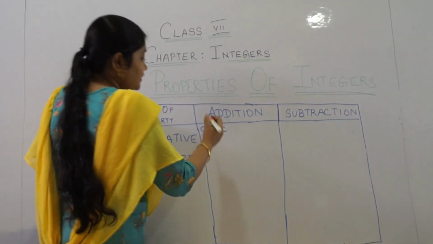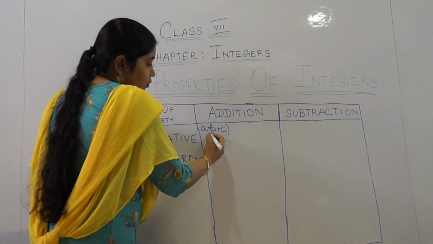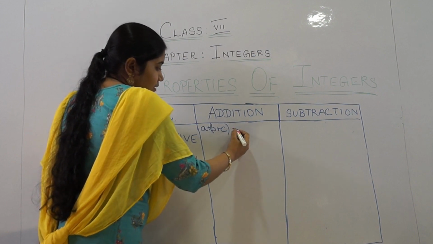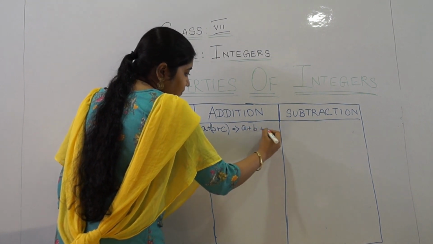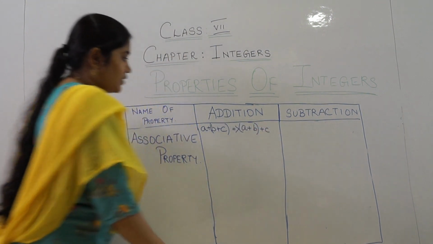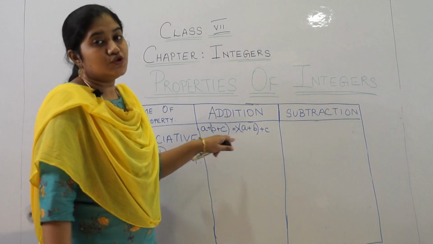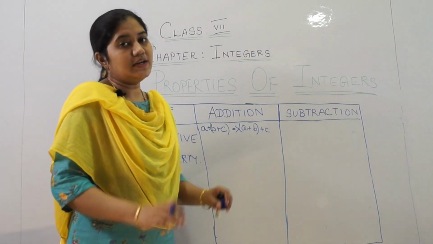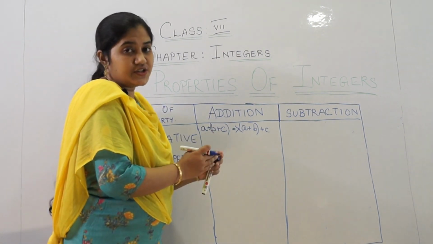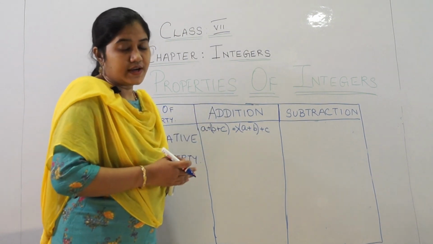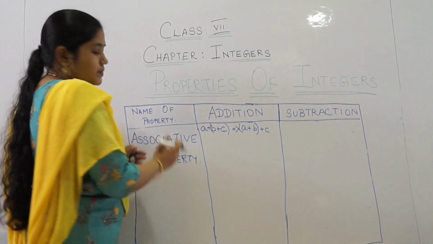When the integers are grouped differently, supposing here I am grouping B plus C, and here on the right hand side I am going to group A plus B, the value should remain the same. So this is what the associative property states. Once more I repeat, however the integers are grouped, in whichever order they are grouped, the value should remain the same. So first let's check if this property holds good in addition.